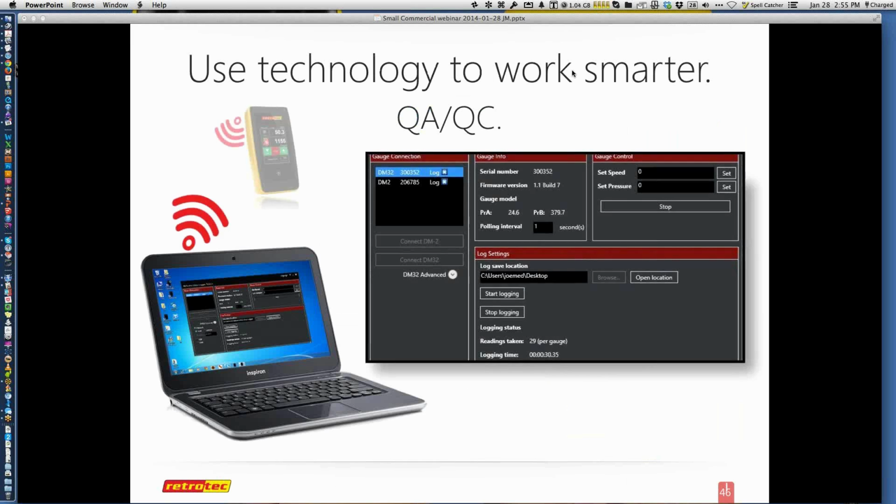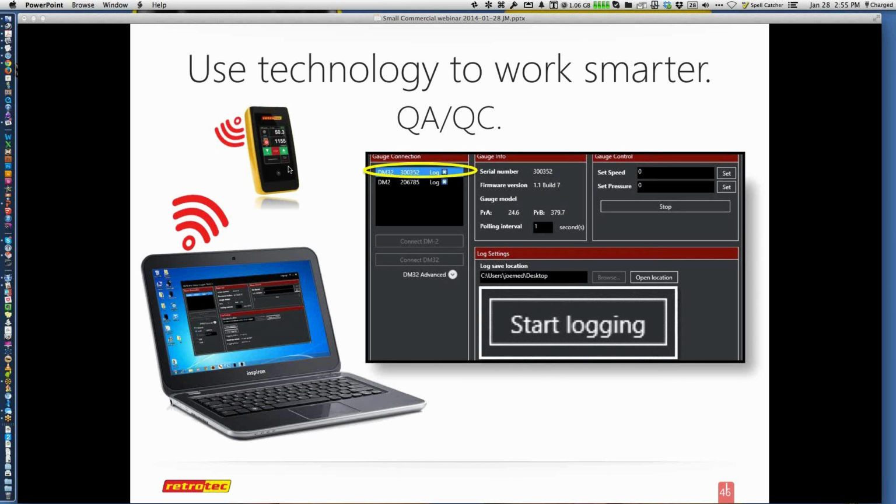The other way you can document or keep track of some of the work you have is to use your DM32, the new wireless gauge or wired gauge, or for those of you that still have the DM2. This data logger is free to download from the Retrotec website. It will hook up to your DM2 with a USB cable, or the DM32 can also be done wirelessly. What it does is log the data that you're encountering.